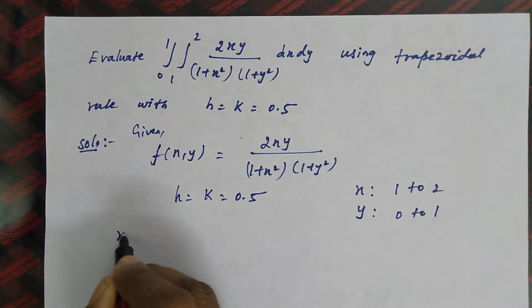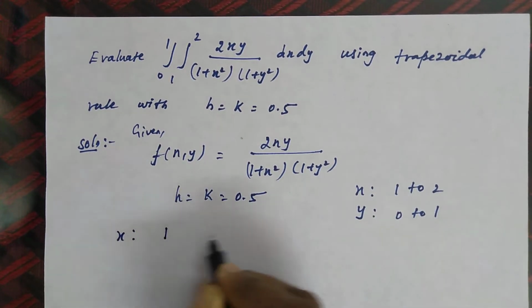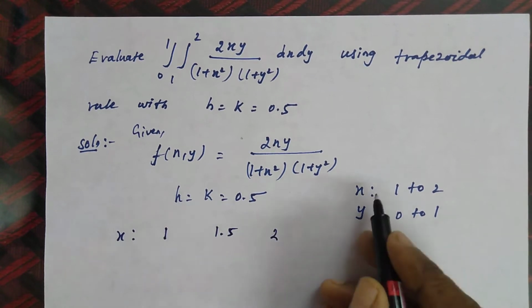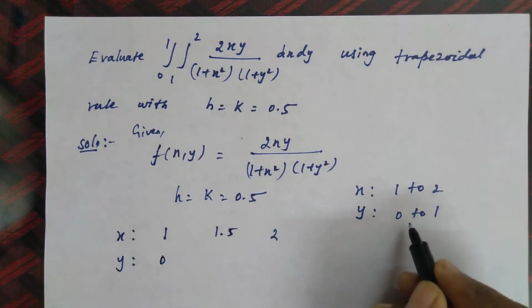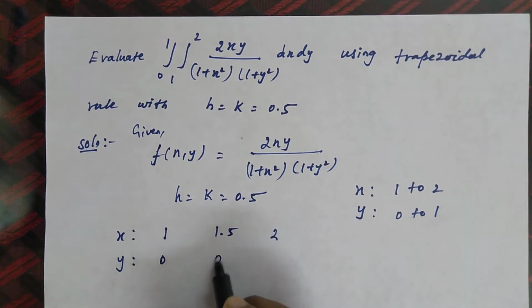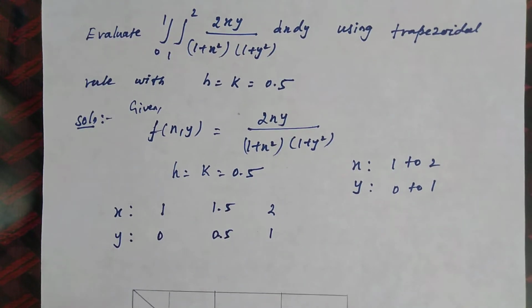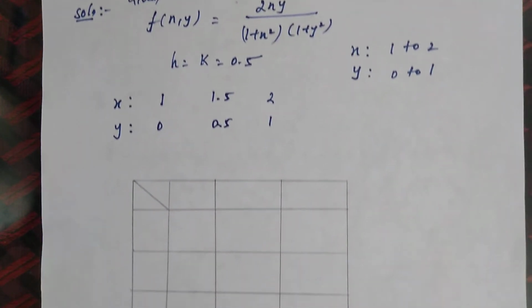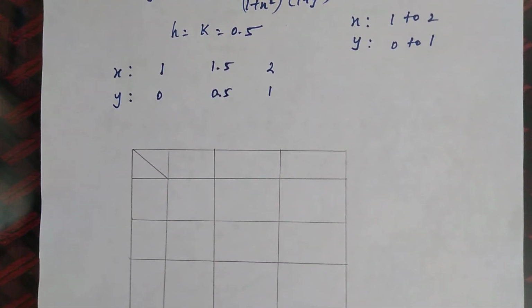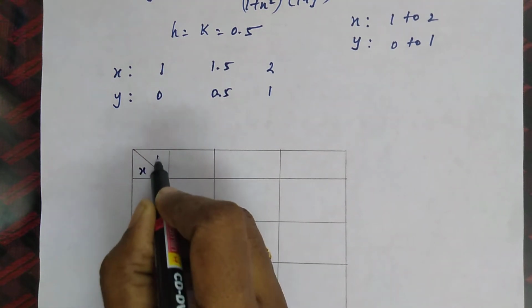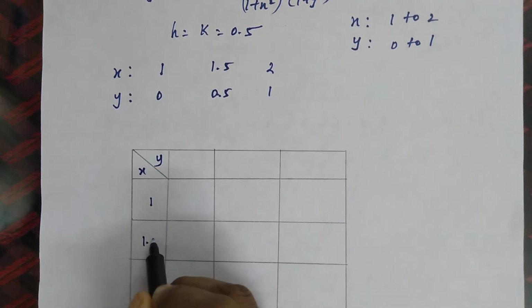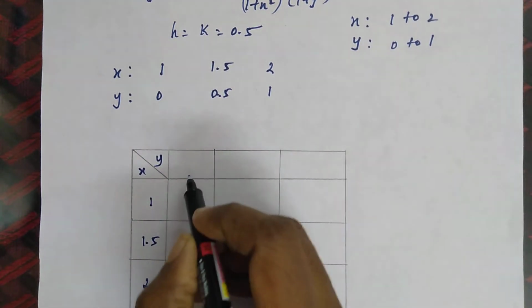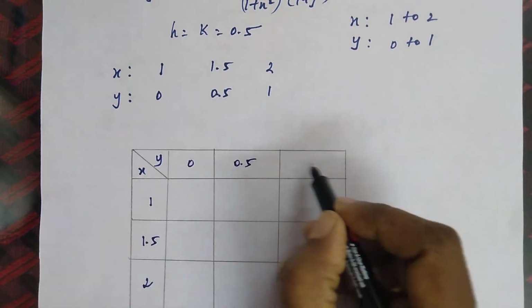So what is our x data? It starts with 1, then 1.5 and 2. These are our x values. Corresponding y values start with 0, then 0.5 and 1. Is it clear how to write the x data and y data? After writing this, we will make a table with the x data values and y data values. The x values are 1, 1.5 and 2, and the corresponding y values are 0, 0.5 and 1.